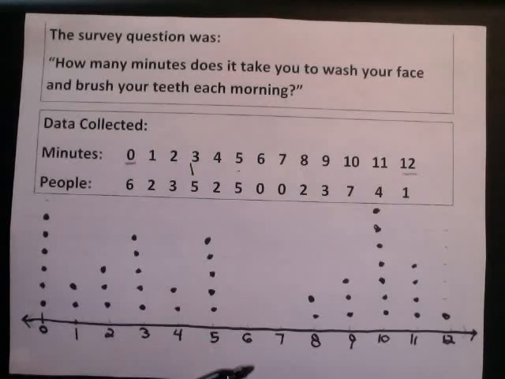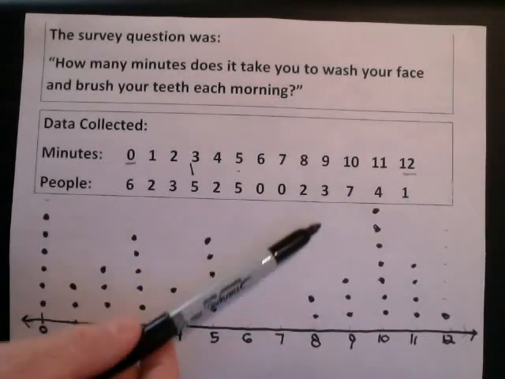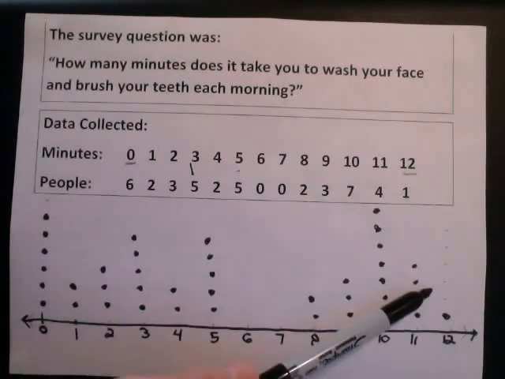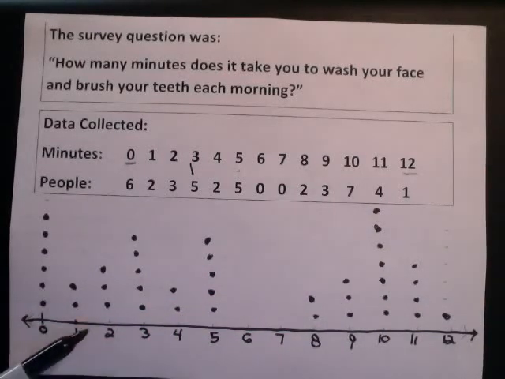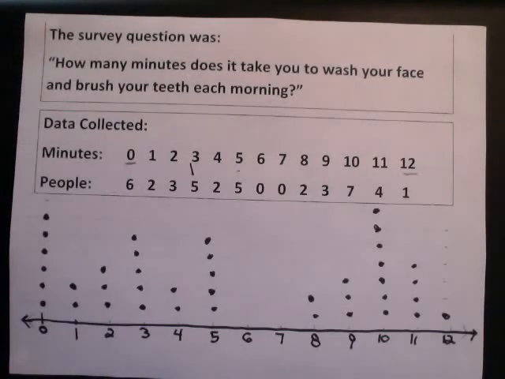Like, for example, how much time would you need to give the average person to brush their teeth? Well, you might want to pick somewhere around 9 minutes because you have quite a few people who are doing it for 10 and 11 minutes and quite a few people who would easily finish based on this amount. Okay? And so there's a lot of different questions you could ask and answer based on that data. And that's how you make a dot plot.